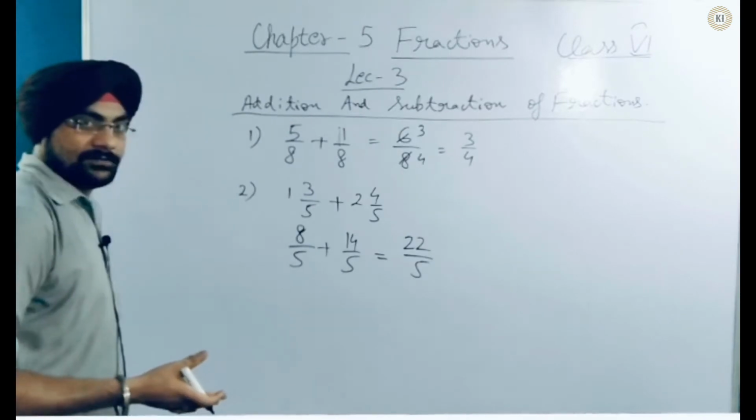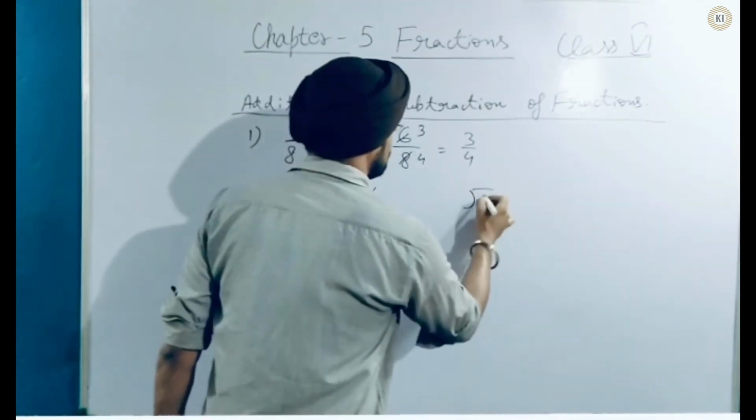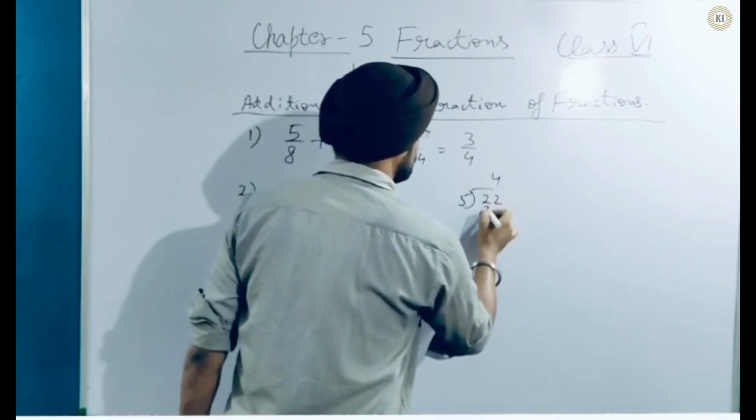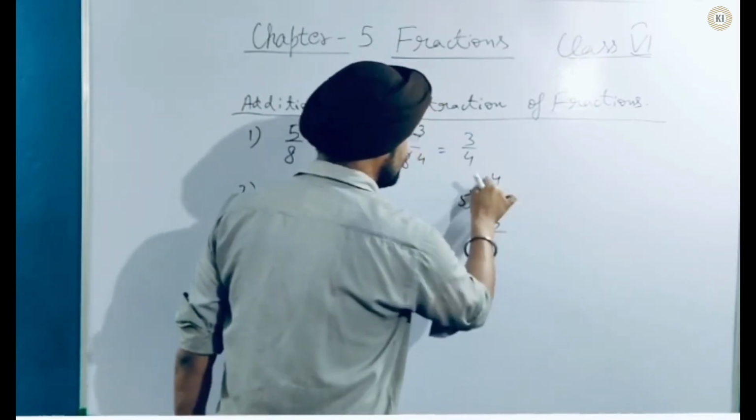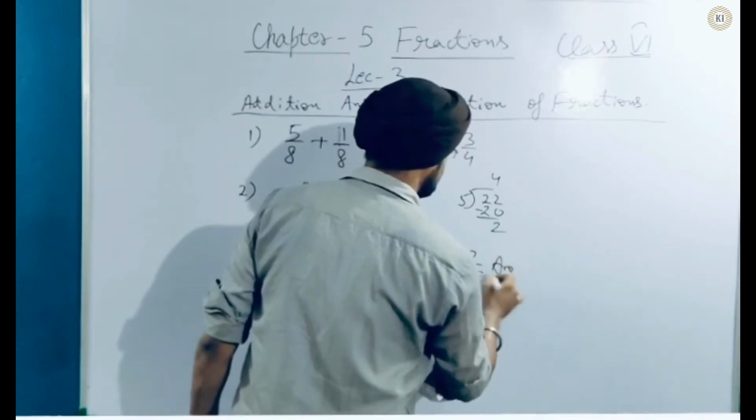And you can convert this improper fraction into a mixed fraction again. So 22: 5 fours are 20, 2 is the remainder, 4 will come here, 4 whole 2 upon 5, and this will be the result.